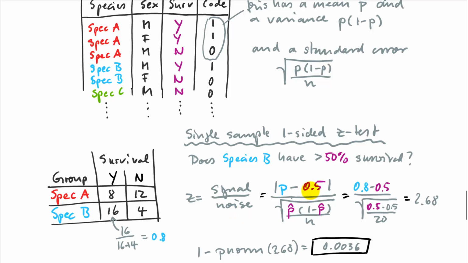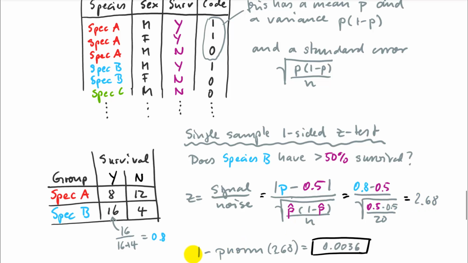You have your signal to noise ratio. For species B, my survival was 0.8, so 16 over the total of 20, and so 0.8 minus 0.5, that's my signal, and my noise is the standard error here, and that actually needs to be calculated from my reference value, so from my 0.5. So in that case, it would be 0.5 squared divided by 20. And if you work that out, you come up with a z-score of 2.68.